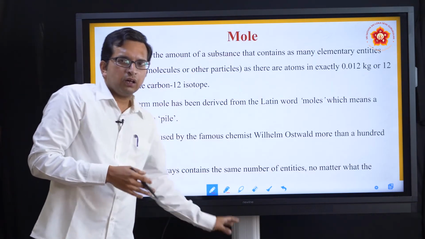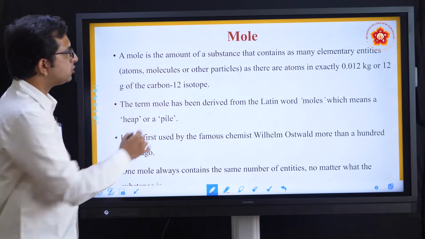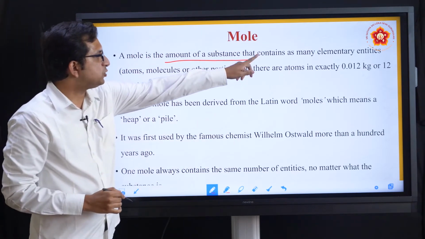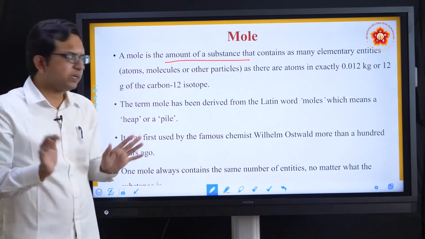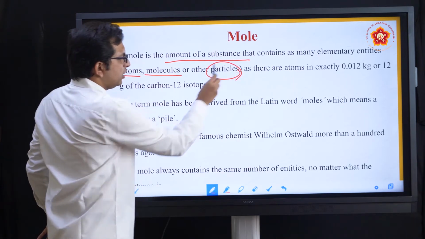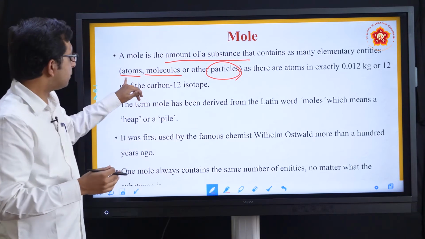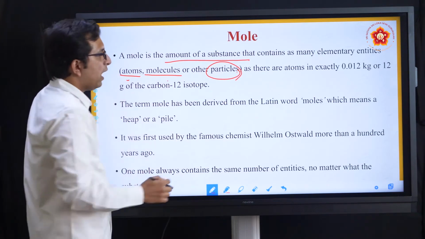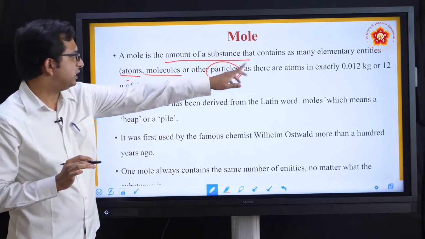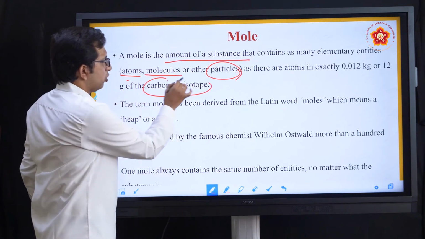So just certain points for you to understand and maybe define them. A mole is the amount of substance. This is the SI unit part that we have studied, that contains as many elementary entities. It can be anything. It can be in terms of atoms, can be in terms of molecules, or any other particles. Now for now you need not worry about any other particles. We will study those aspects later. So basically atoms and molecules it can be, as there are atoms in exactly 0.012 kg or 12 gram of carbon isotope. Now why this carbon came into picture all of a sudden?